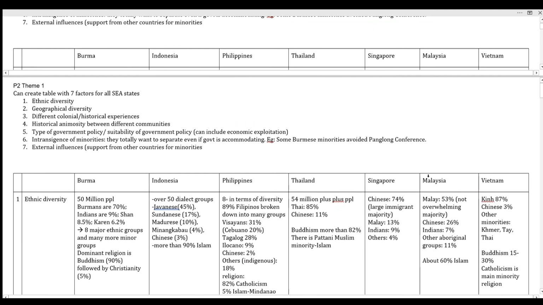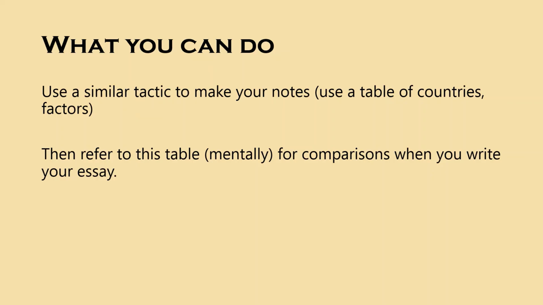Okay, so this is the table which you can also try to recreate yourself, and hopefully this is useful for you, and you can then use it for your own purposes.